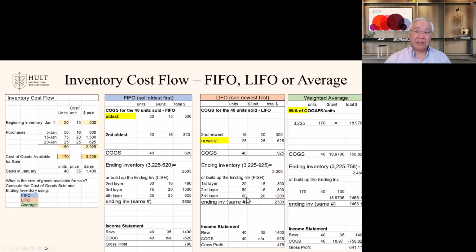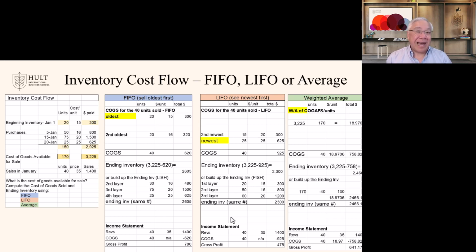Now let's look at the income statement. The revenue is still the same. The customers paid what they paid us. So it's 1,400 is what they paid. But this time our COGS is 925, leading to a gross profit of only 475. Now notice the big difference, 780 versus 475. And that is entirely based on the cost flow assumption. We don't know which ones the customers bought. We're making an assumption of which items of our inventory were purchased by the customer. And that is where the LIFO, FIFO come in.